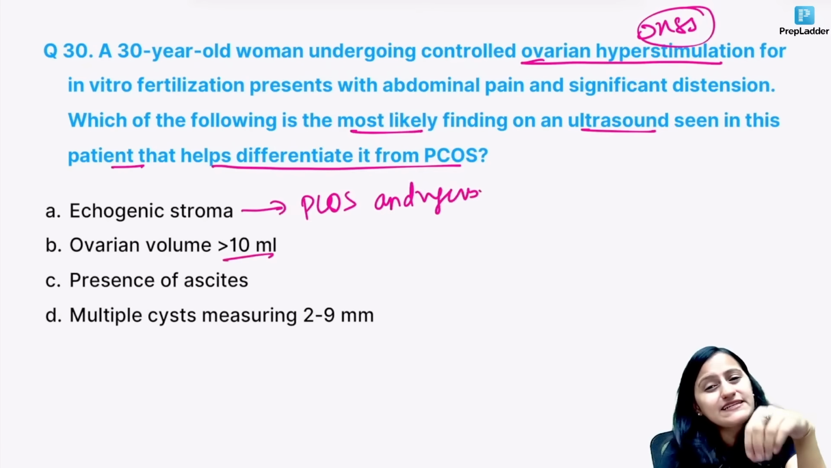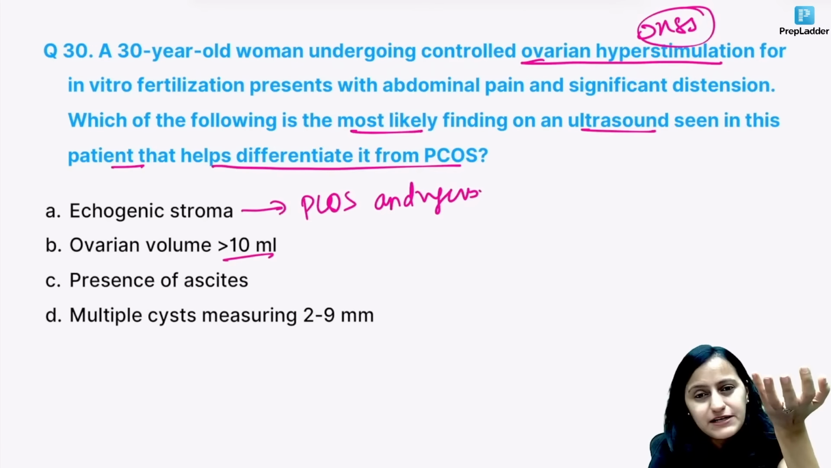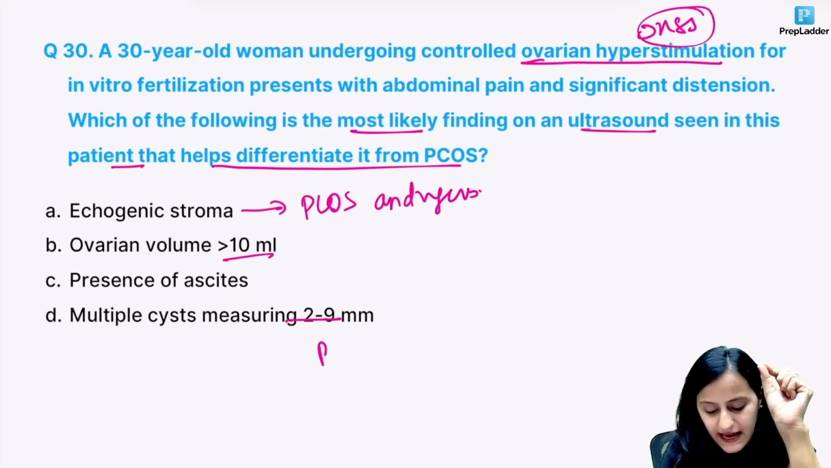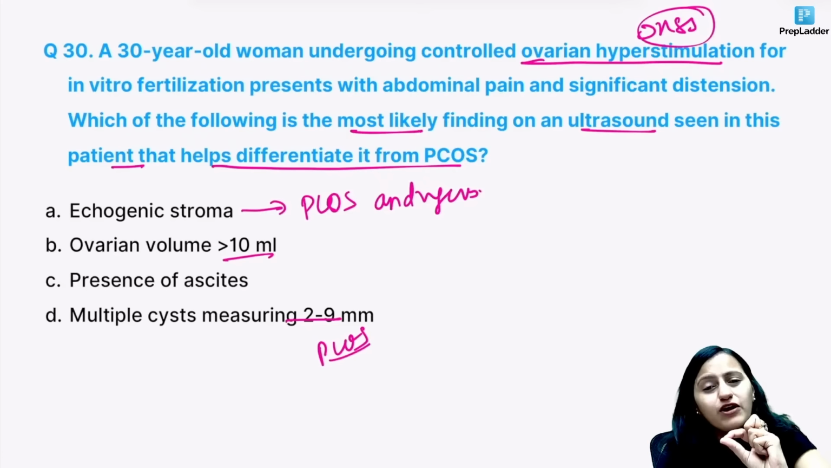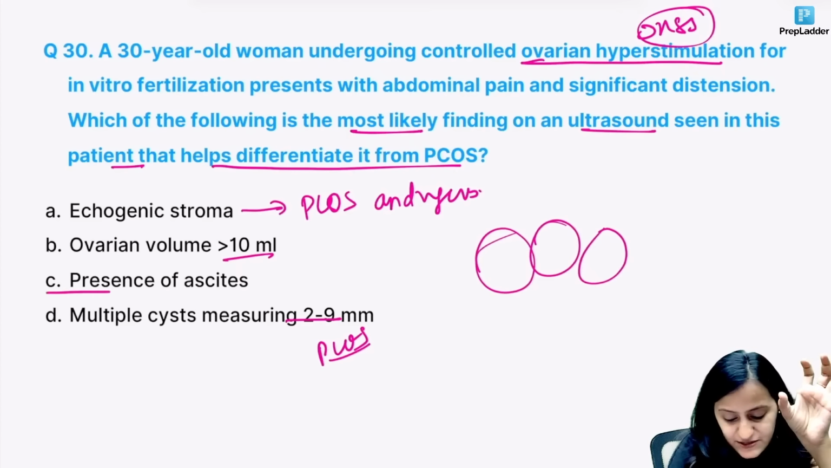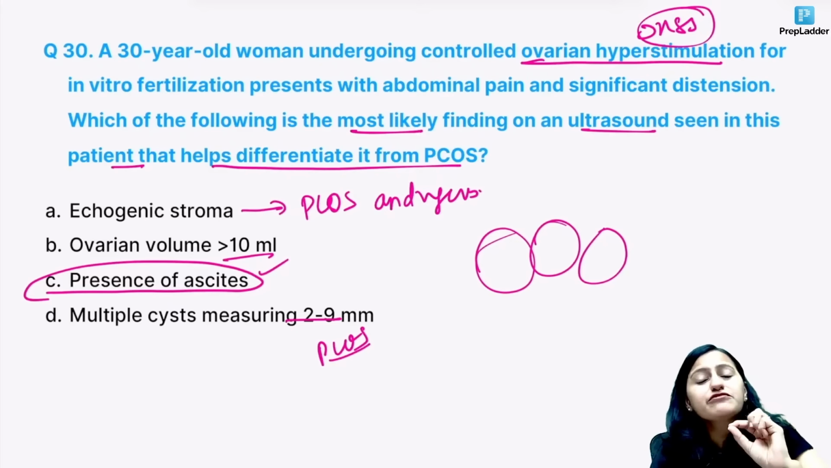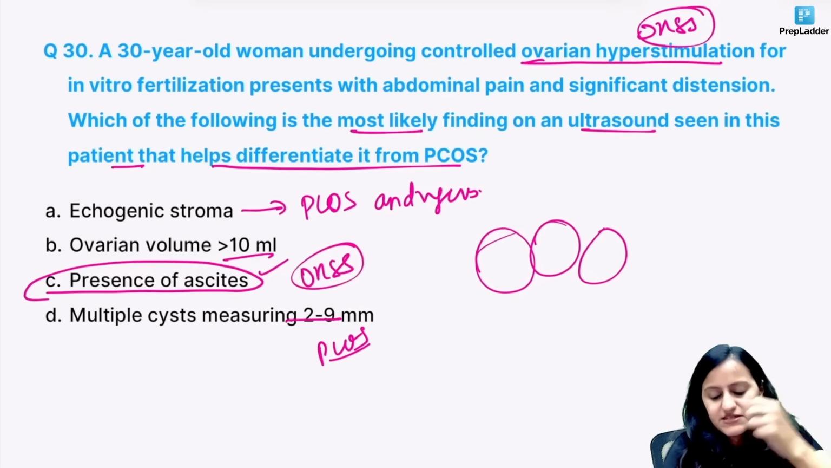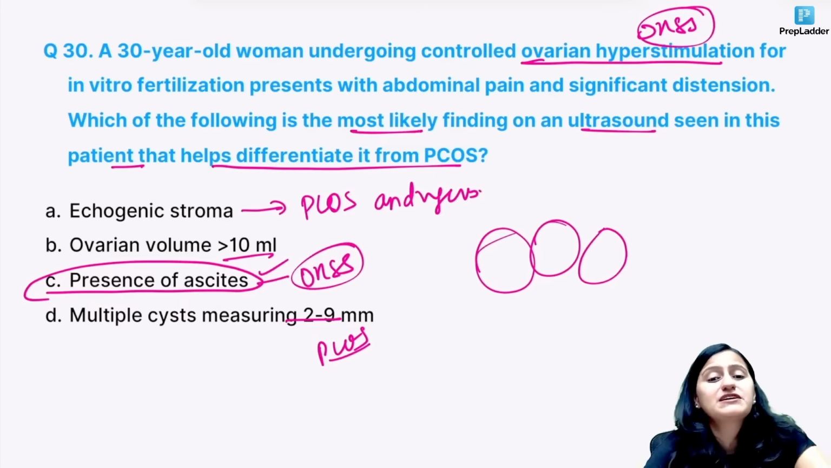Ovarian volume more than 10 cc can be seen in both. The bulky ovaries can be seen in both. Cysts measuring 2 to 9 mm, again, are PCOS, small follicles. OHSS has big follicles. So the presence of ascites, the presence of free fluid, is what tells you that this is ovarian hyperstimulation syndrome.